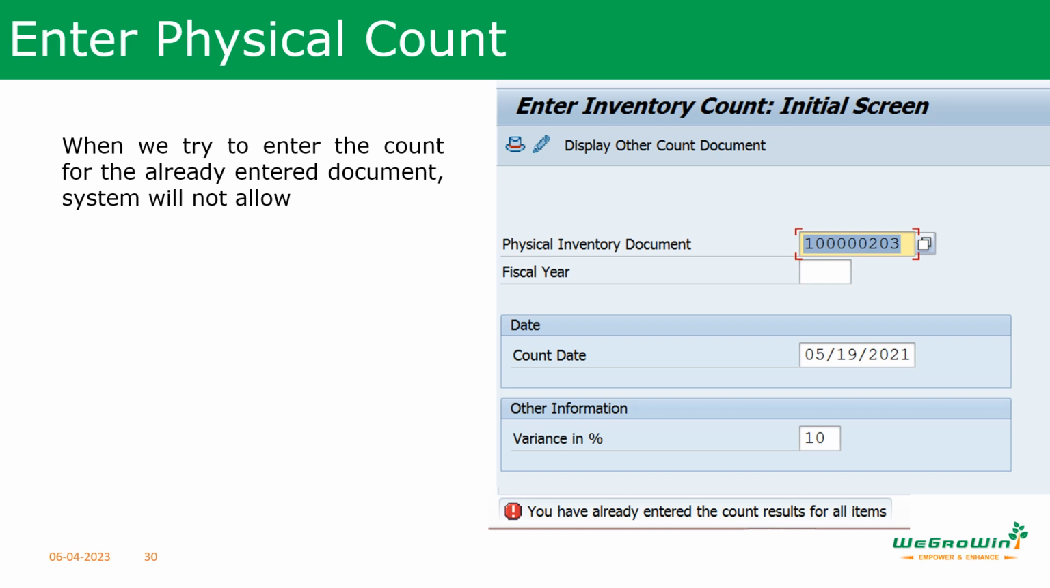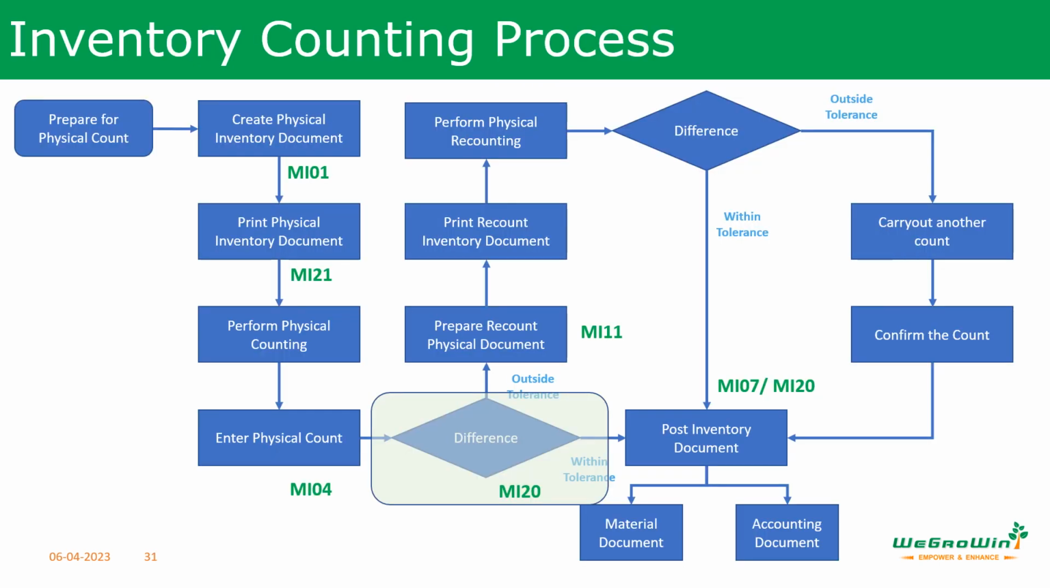When we try to enter the count for an already entered document, the system will not allow it. If it is already counted, we will not be able to enter it again. Now the stock quantity that was entered and the book stock have to be compared here. So now we have to come to the transaction MI20, enter the plant and physical inventory document, and execute the transaction.